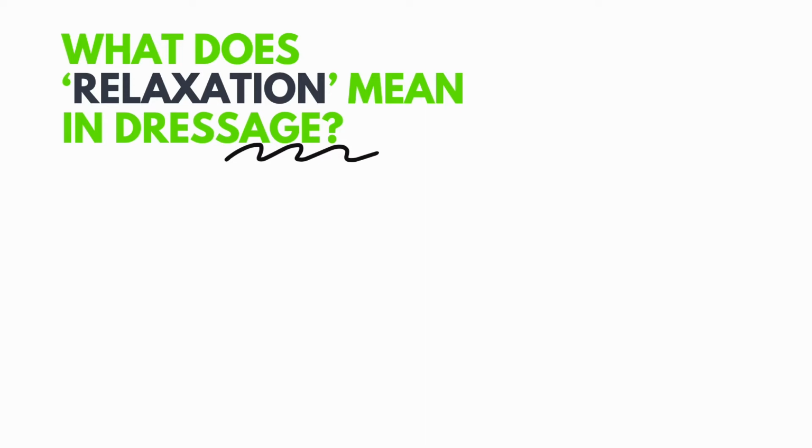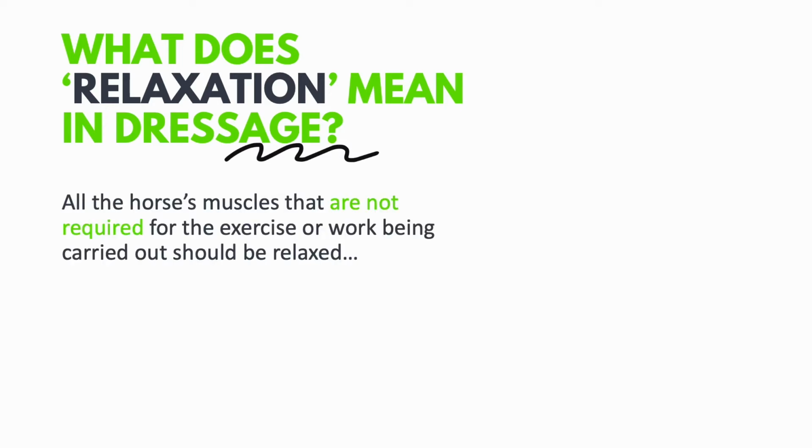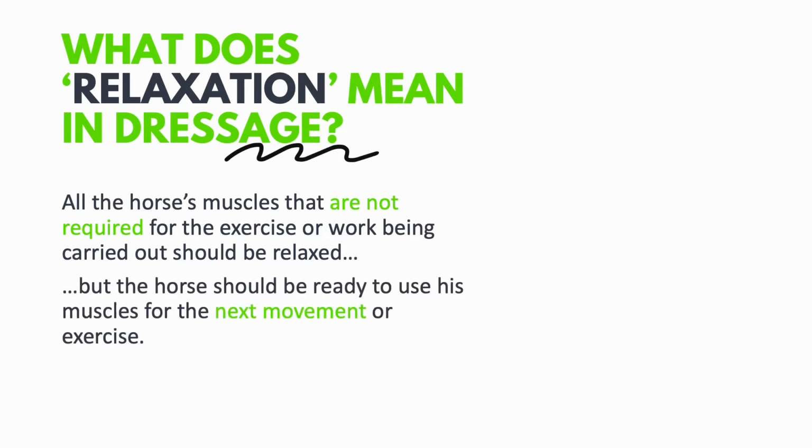So when you are riding your horse, if the horse is relaxed, then all the horse's muscles that are not required for the exercise or the work that is being carried out should be relaxed. But the horse should still be ready to use his muscles for the next movement or exercise. So the horse should still be alert, attentive and reactive to your aids, and he should still be in front of the leg.